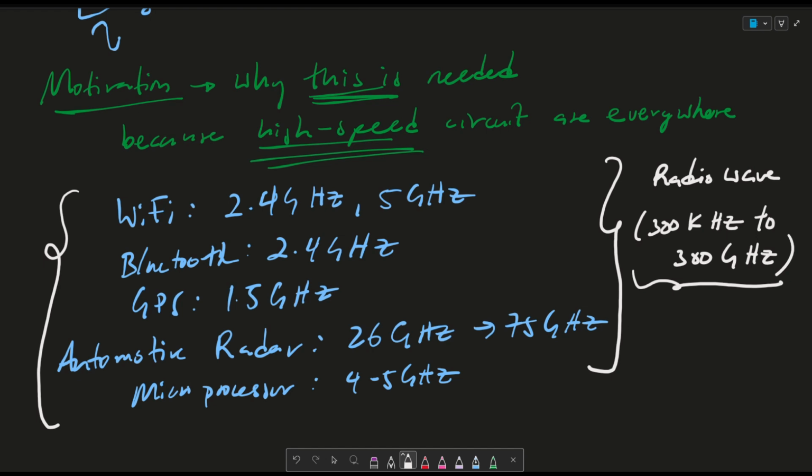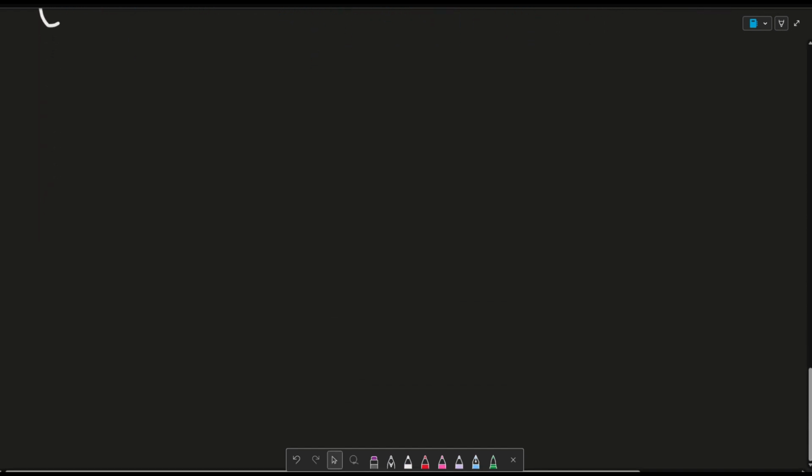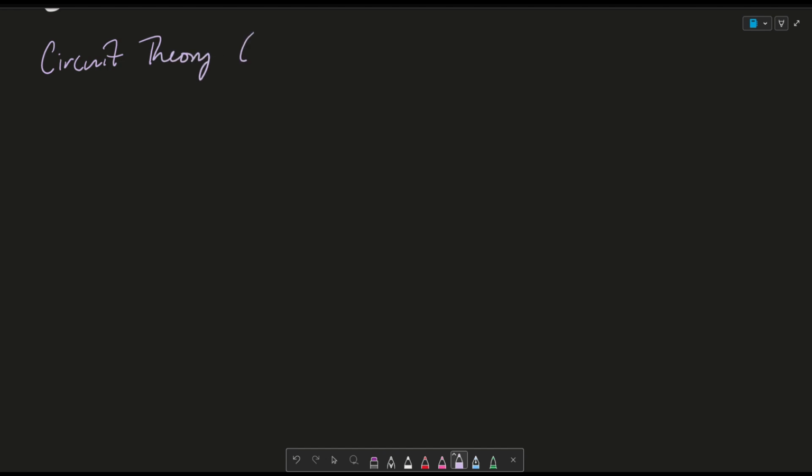Now, in order for us to see different examples of frequency response, we need to understand some circuit theory concepts. You might have learned this in your Circuits 1 or Circuits 2 class, so it might be a refresher. Let's go ahead and talk about circuit theory concepts.